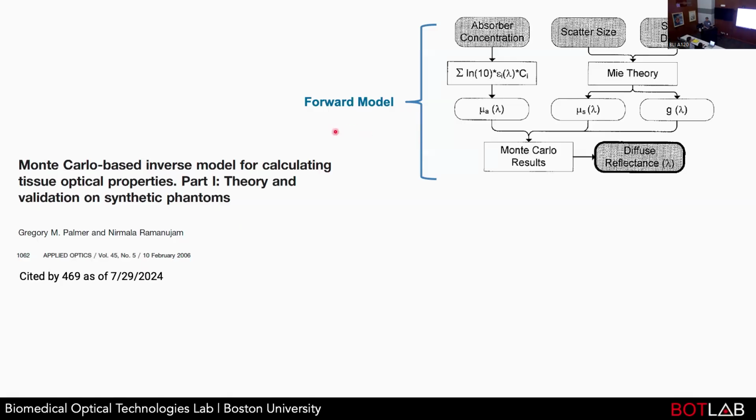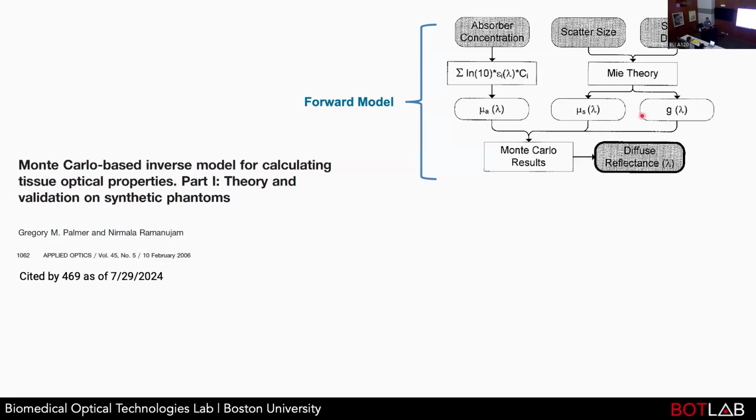In their forward model, they start with absorber concentrations. Here they're thinking about hemoglobin and beta carotene because they're at shorter wavelengths. Beta carotene shows up. Scatter size and scatter density. They use Beer's law to get at mu A as a function of wavelength. See that natural log of 10 that shows up again, that 2.303 times the extinction coefficient times the chromophore concentration.